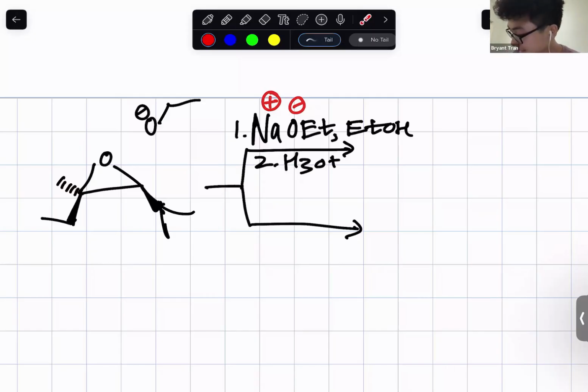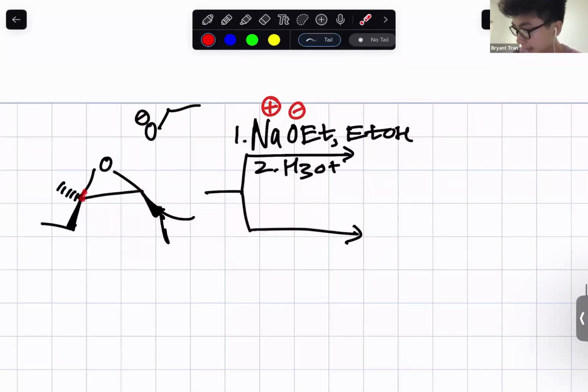So which carbon? Let's say this is carbon A and this is carbon B. Which carbon do you see that has more space? I think this may be... Oh, that's kind of tricky because they kind of look like they have the same amount of space. Same amount of space. Right.